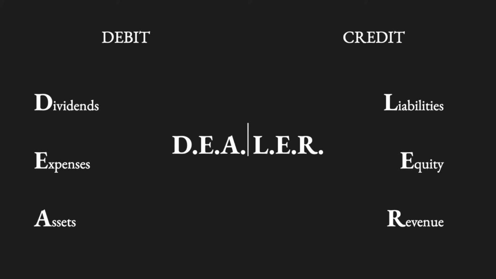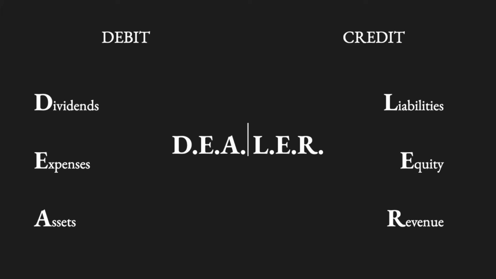So if we think back to our previous example with cash and revenue, we saw that cash was debited. So where might cash fall then under dividends, expenses, and assets? Cash is an asset. So that's how we know that it's a debit account.